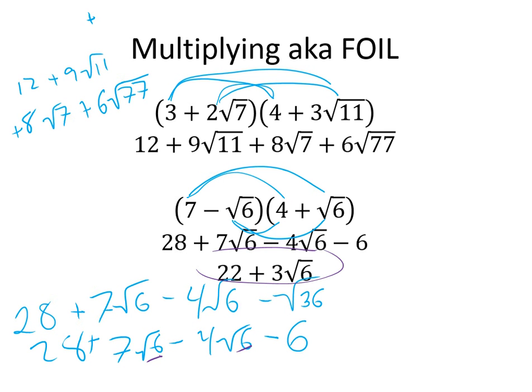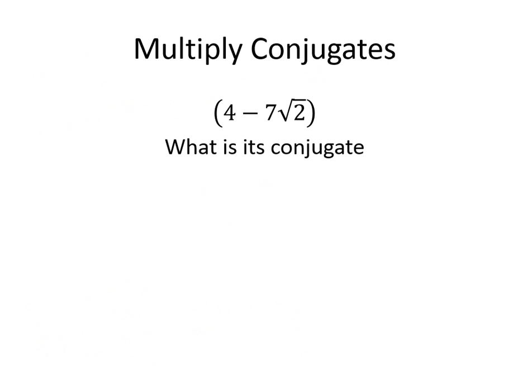So again, when multiplying, you're just using FOIL: first, outer, inner, last. And remember, when multiplying or combining like terms, if the radicals are exactly the same, you can combine them. Now there's something called the conjugate. The conjugate is something that's kind of special. It gets rid of the radicals.